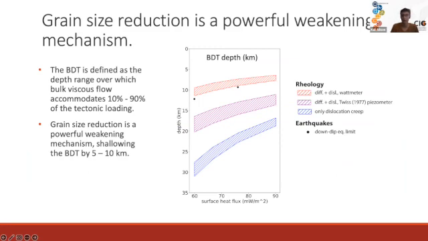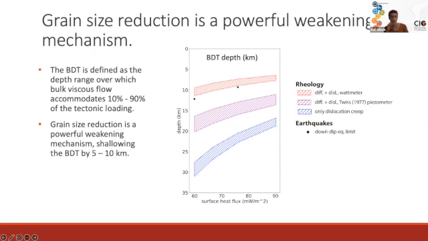And so the blue hatched area here shows the BDT depth for simulations with only dislocation creep and no grain size reduction. And the purple and red regions show the BDT depth for simulations with diffusion and dislocation creep operating in parallel. In the red region, the wattmeter determines the grain size, and in the purple region, the twist piezometer determines the grain size. Overall, this shows that grain size reduction and a switch to diffusion creep dominance, again, is a powerful weakening mechanism, and it can shallow the BDT by 10 to 20 kilometers, and that the wattmeter predicts the shallowest BDT.